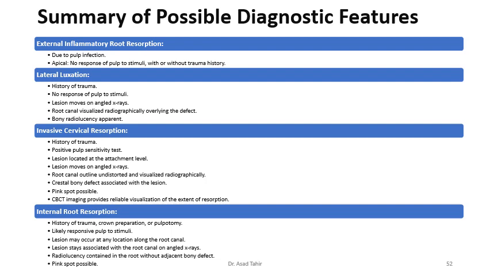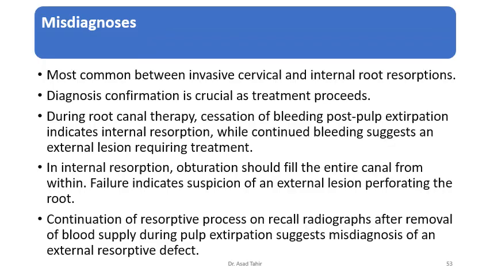Internal root resorption. History of trauma, crown preparation, or pulpotomy. Likely responsive pulp to stimuli. Lesion may occur at any location along the root canal. Lesion stays associated with the root canal on angled X-rays. Radiolucency contained in the root without adjacent bony defect. Pink spot possible. Misdiagnosis is most common between invasive cervical and internal root resorptions.